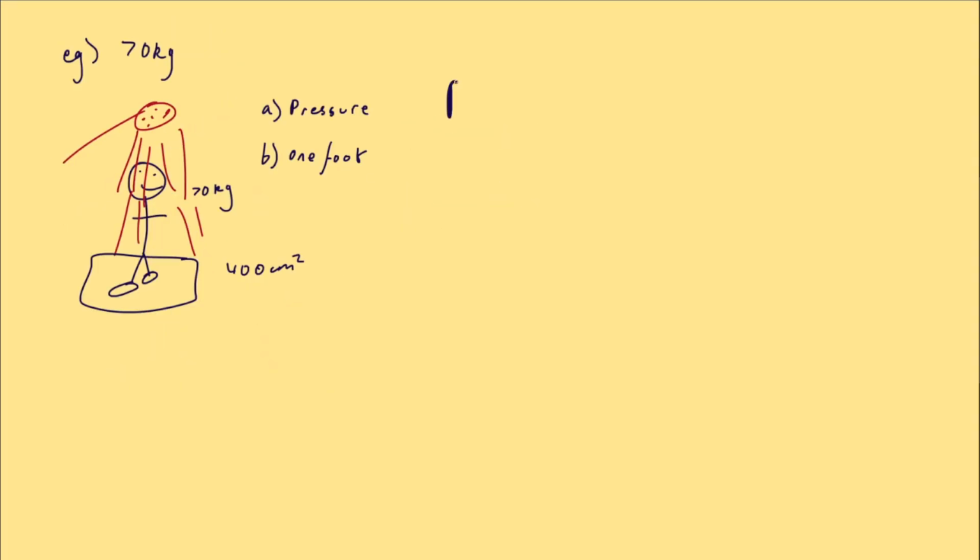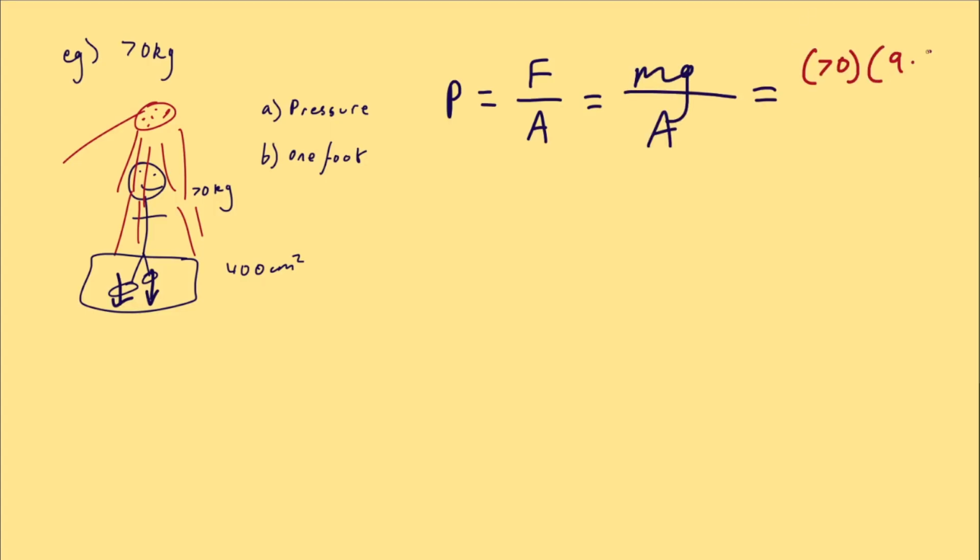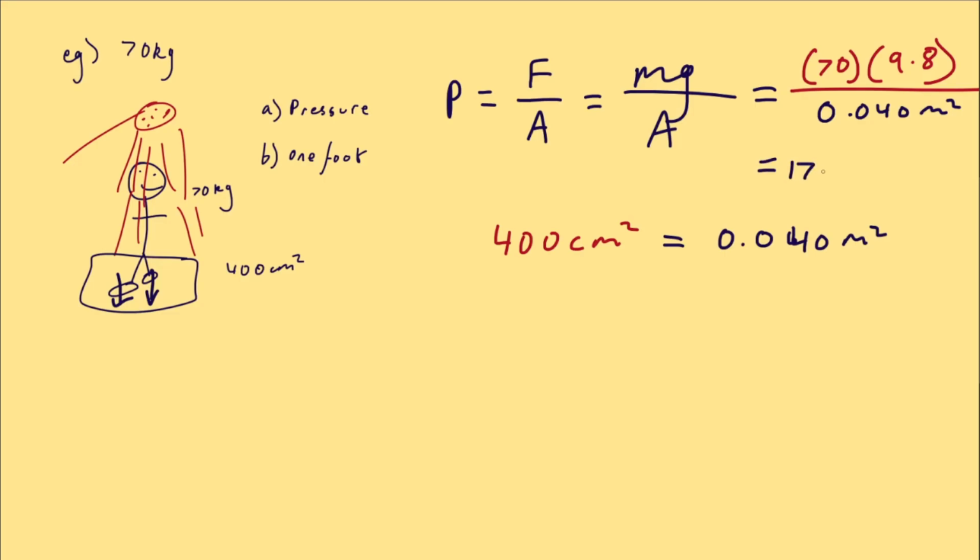Take a look at the pressure formula. P equals force over area. The force is gravity, so mg. Now let's plug in our values. He's 70 kilos. Gravity is 9.8. And the area he's covering in meters is 0.04 meters squared. So we can plug that in for area. The answer is 17,150 pascals. This is how much pressure there is from his feet standing on the floor.